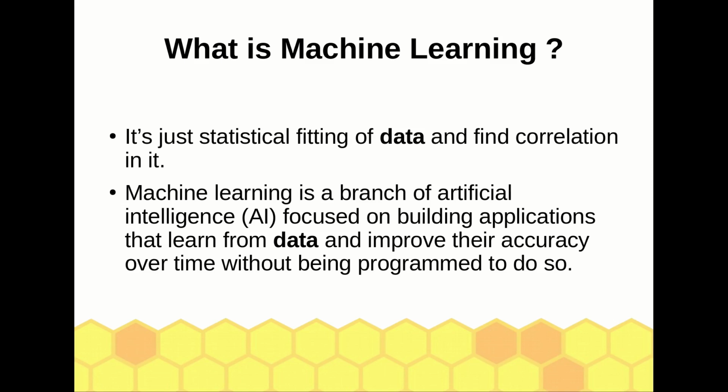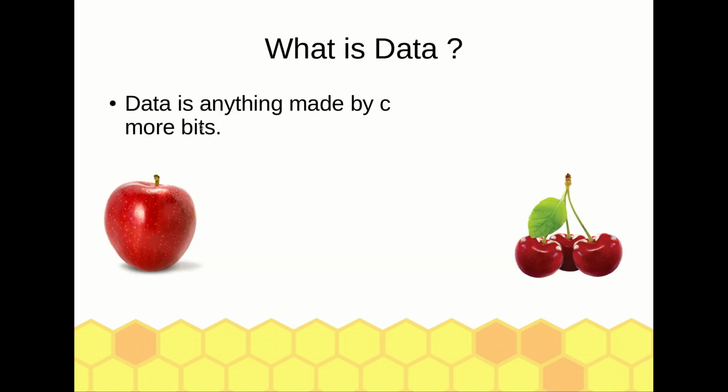We are talking a lot about data, but what is data? Let's talk about that. Data can be anything which is made by a combination of one or more bits. Now don't say that you don't know about bits. Make sure you know about bits. Bits are the basic building block. A bit can be 0 or 1. It can attain only two values, right?